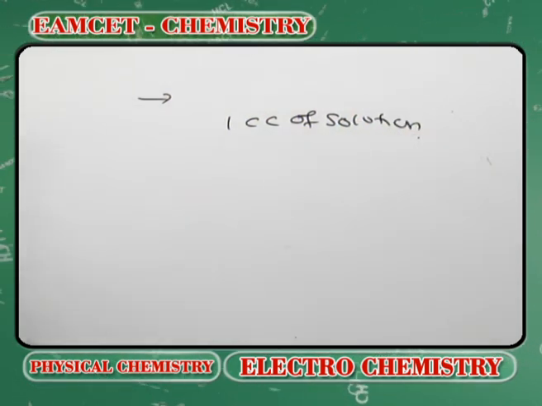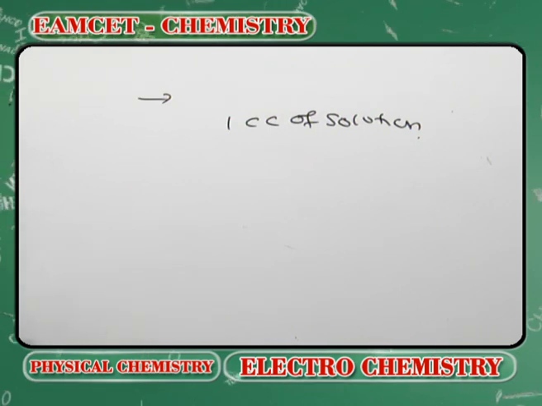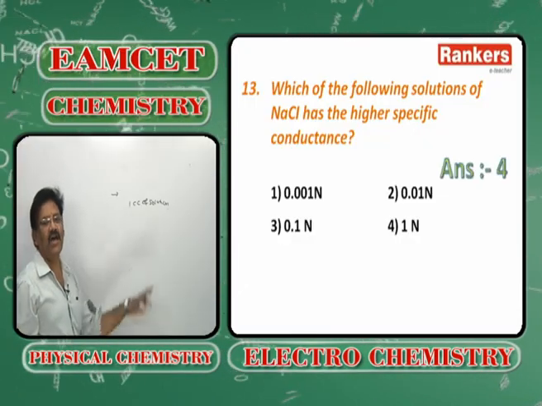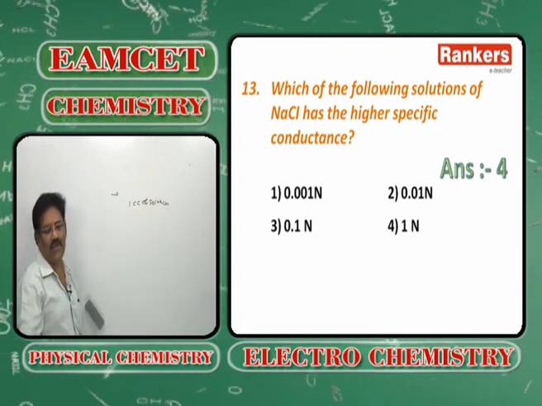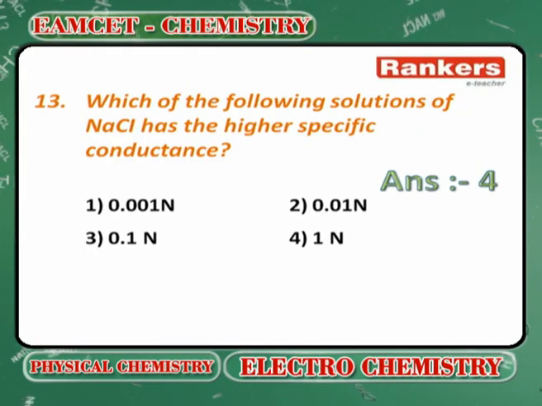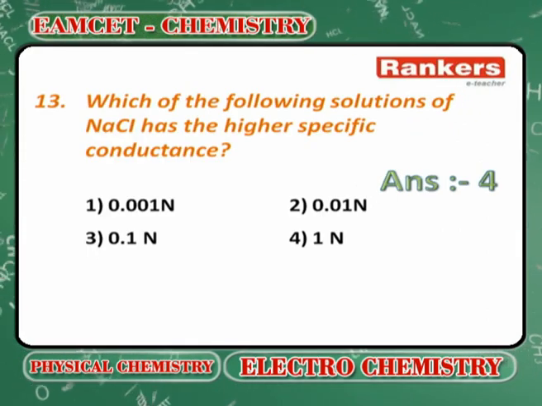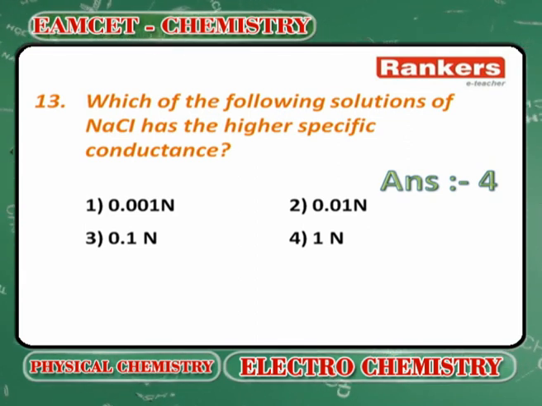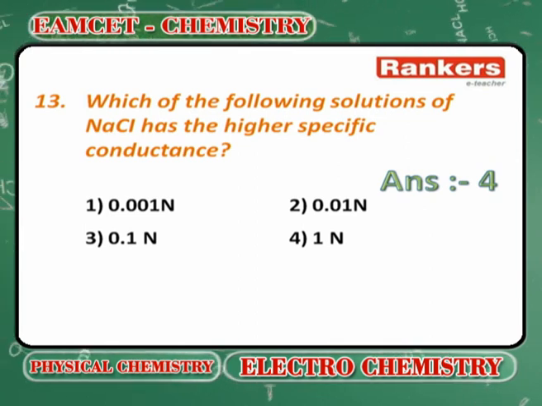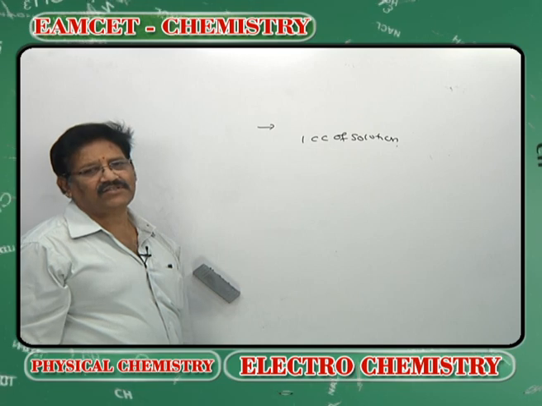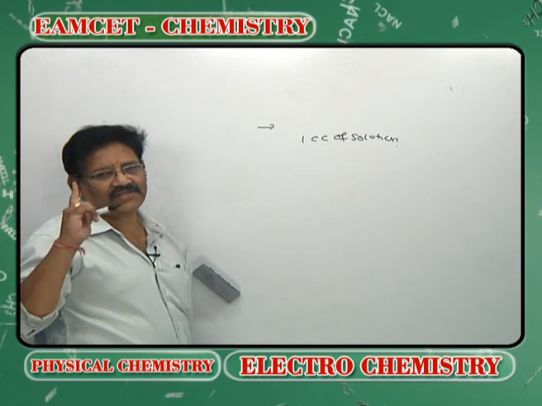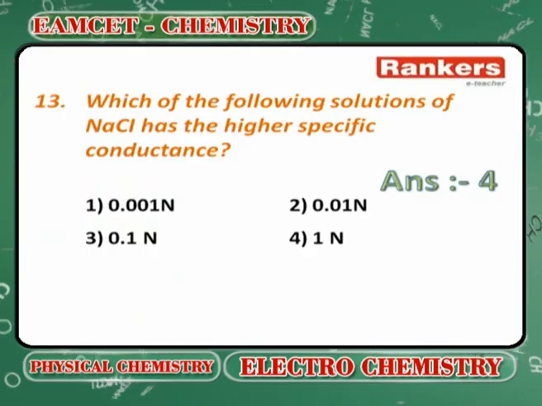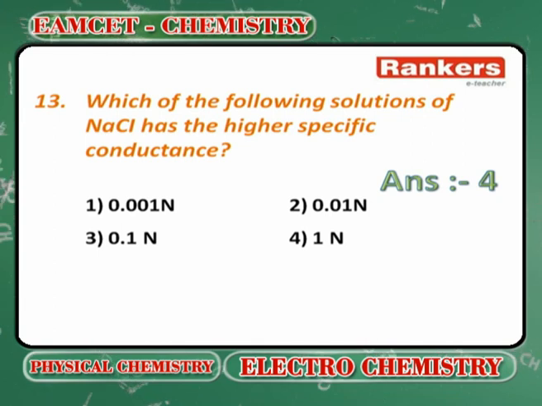So naturally, in the given set of conditions, the higher the concentration, the higher the number of ions in 1 cc of the solution. So which solution will have the greater number of ions in 1 cc? 1 normal, so the option is 4. Among the given solutions, the 1 normal solution will have the higher number of ions per cc. Therefore, the 1 normal solution will have the higher specific conductivity.